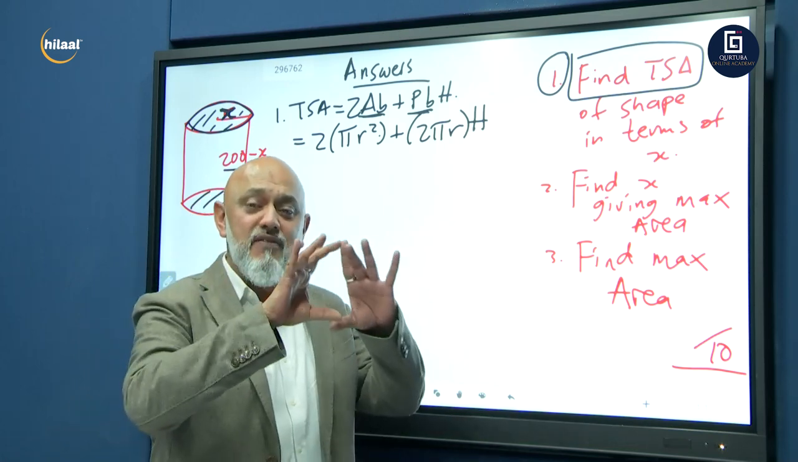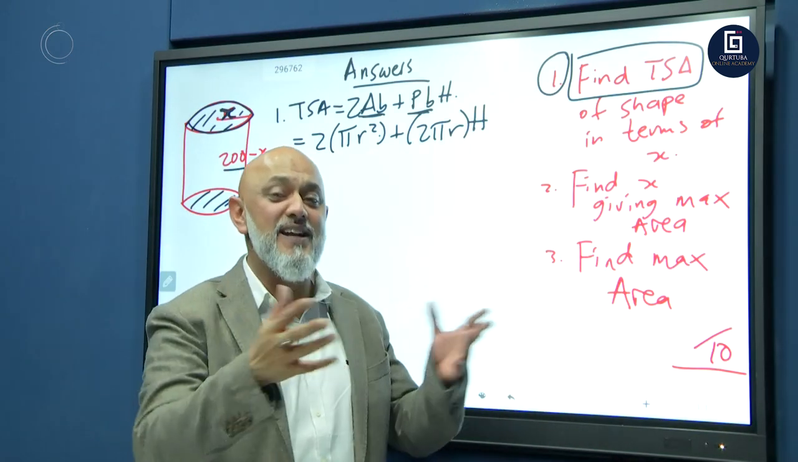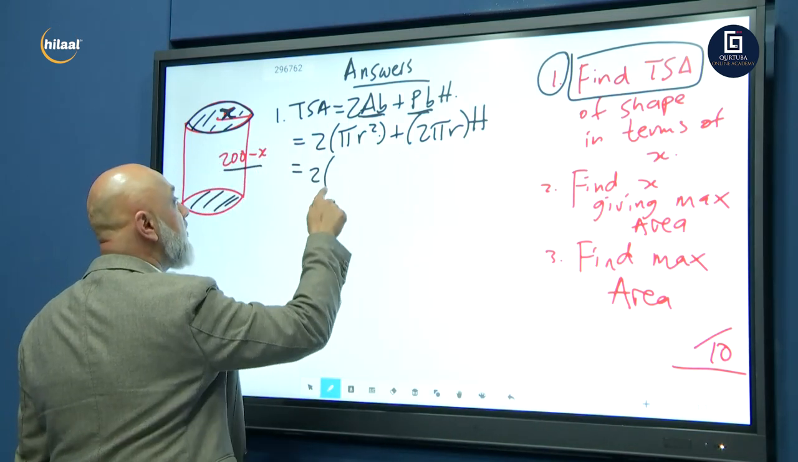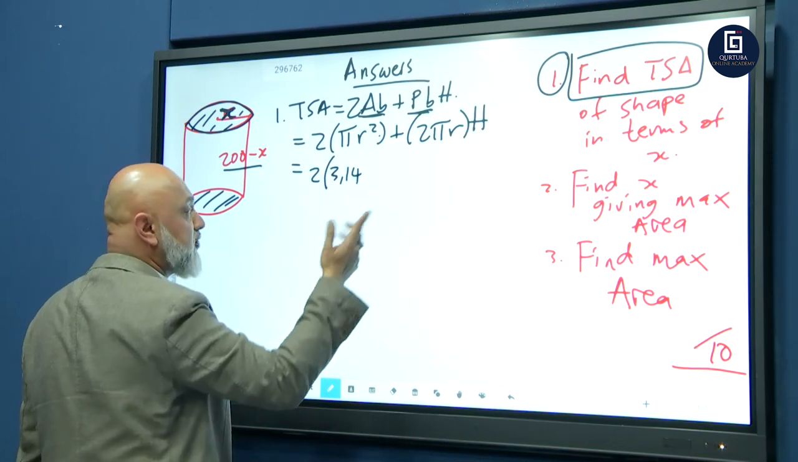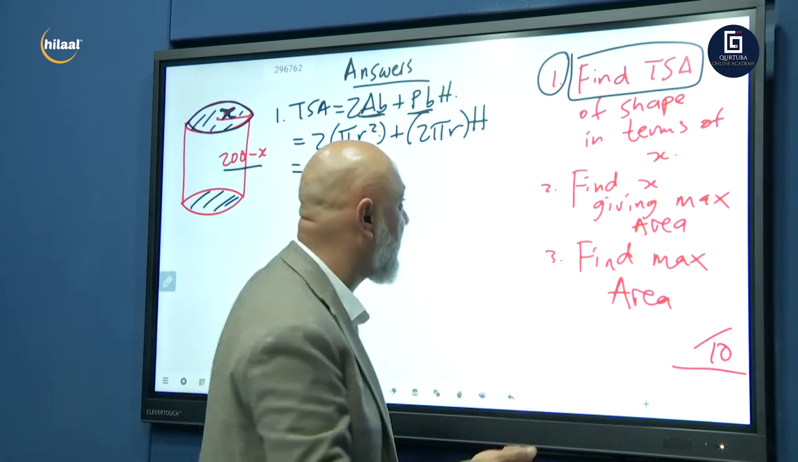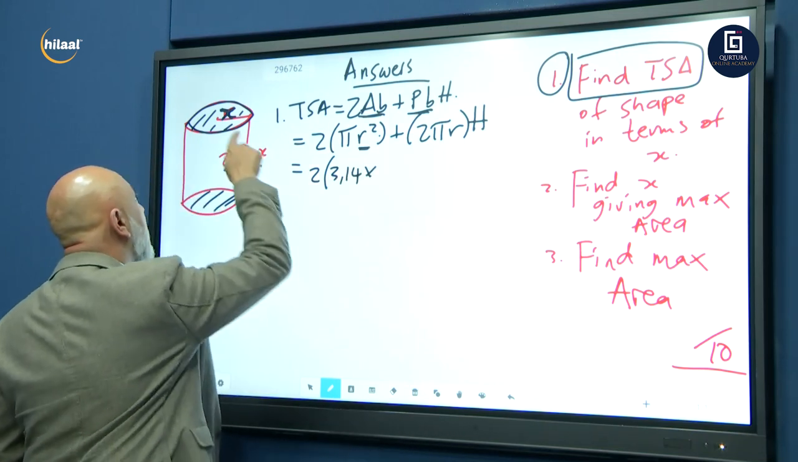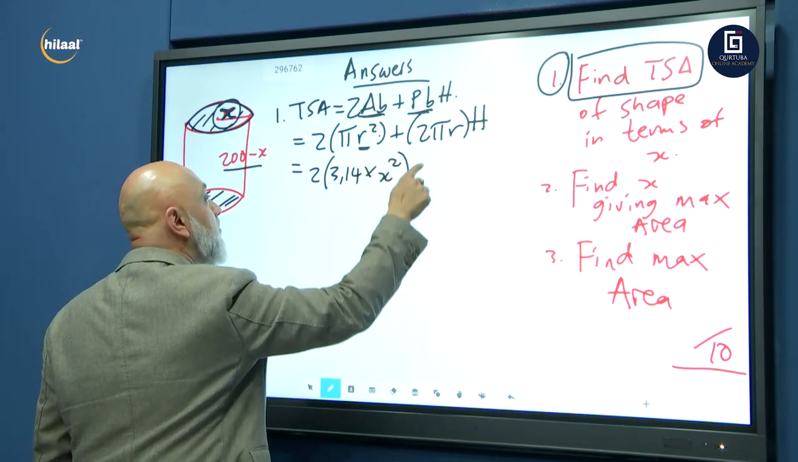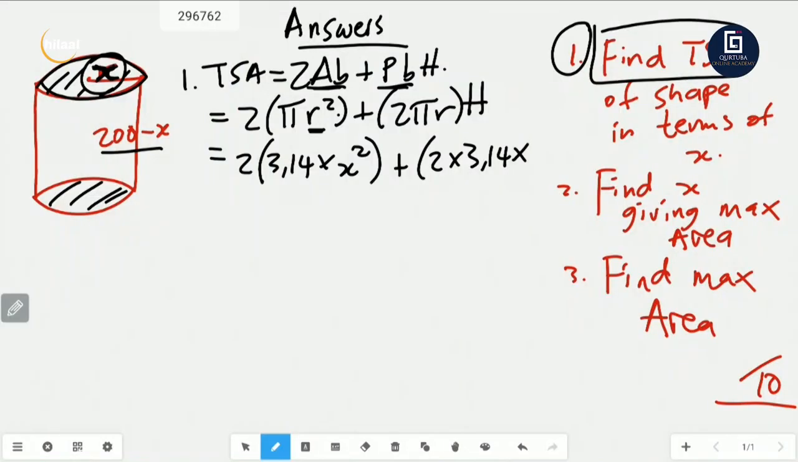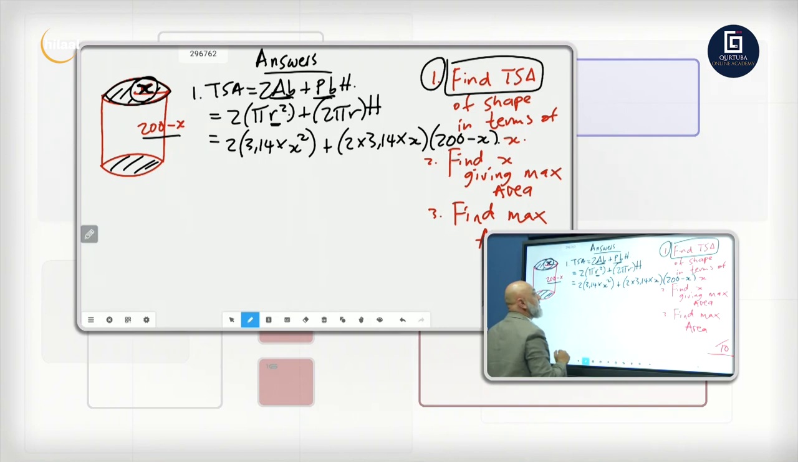Remember, mathematics is about having the correct formula, then substituting and making what you are looking for the subject of your formula. So this will give me 2 pi, I'm just going to use 3.14 for calculation purposes, but you can use the pi on your calculator, or 22 over 7, multiplied by r squared, so x squared, plus 2 times 3.14 multiplied by x, multiplied by your height, which is 200 minus x. That is your height, 200 minus x.